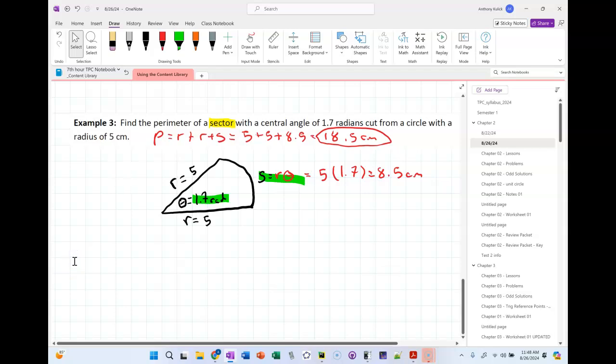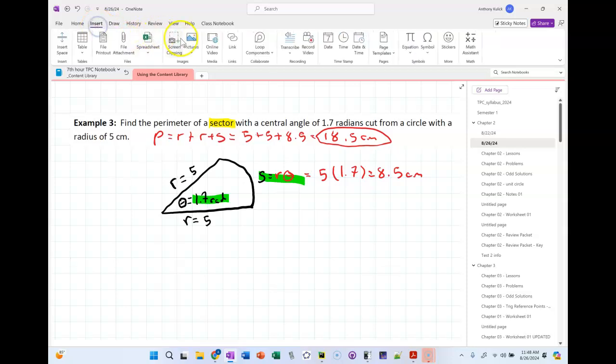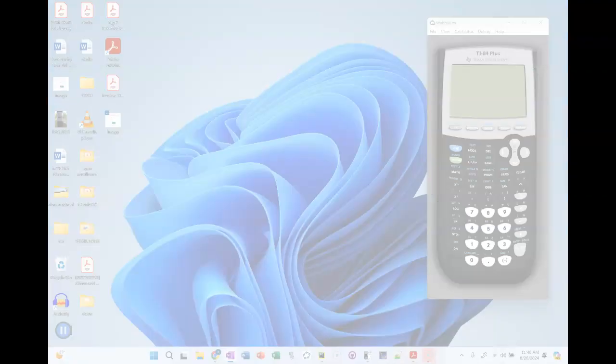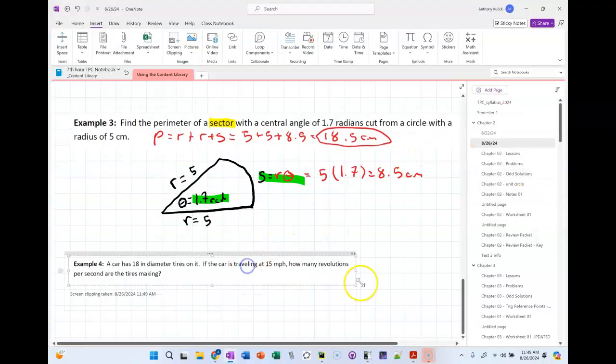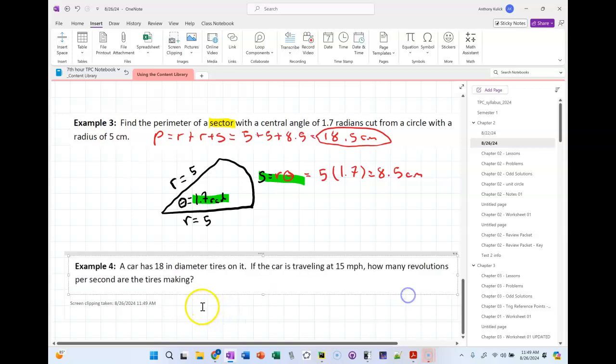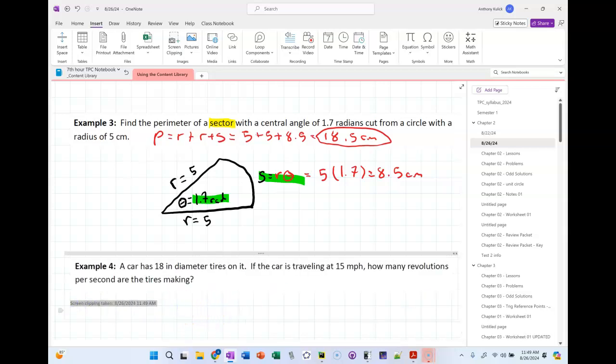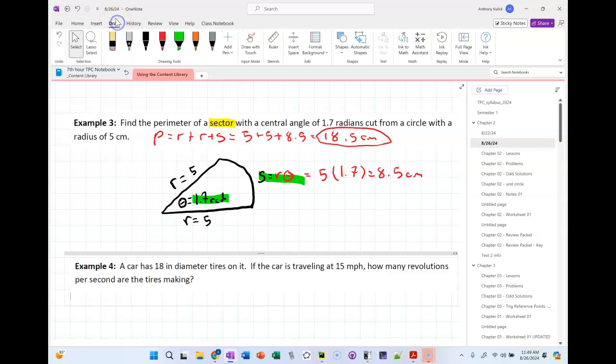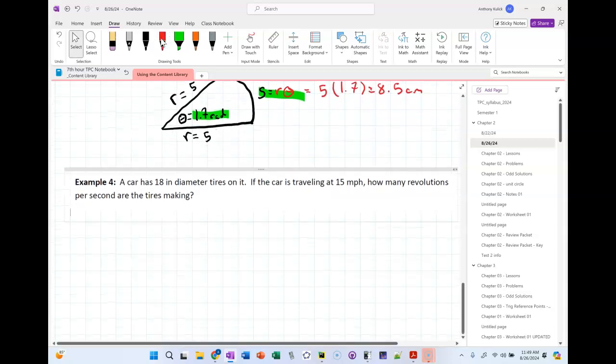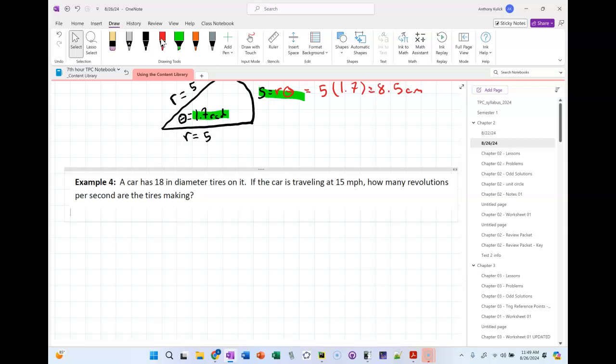Okay. My last example for this section is probably the most difficult thing that we'll do in this section, but it's basically just a big unit conversion problem. So this says a car has 18-inch diameter tires on it. If the car is traveling at 15 miles per hour, how many revolutions per second are the tires making?